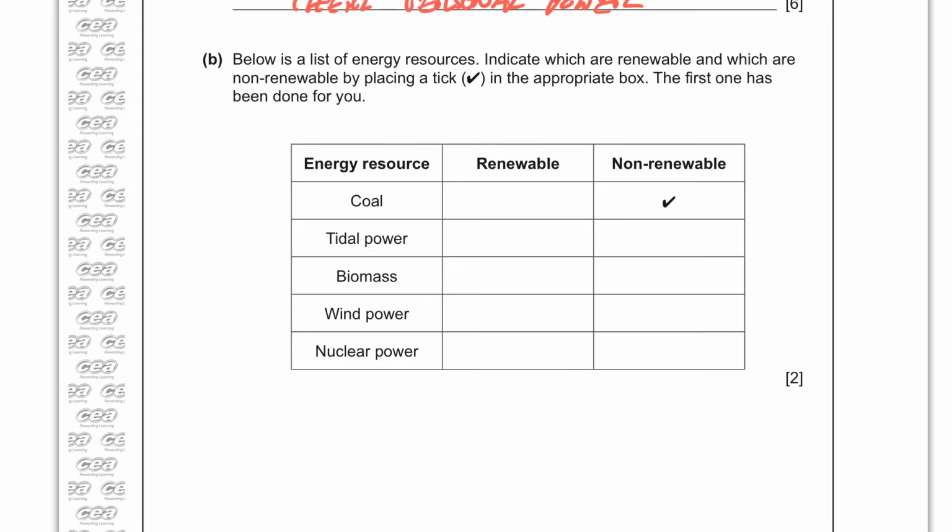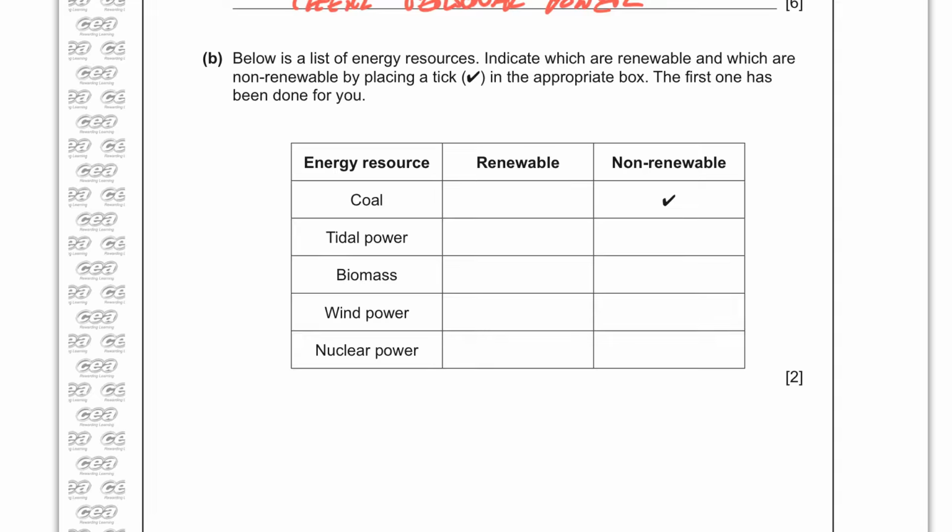Part B. Below is a list of energy resources. Indicate which are renewable and which are non-renewable by placing a tick in the appropriate box. The first one has been done for you. Coal is non-renewable. Tidal power, well, there's tides every day, so it's definitely renewable.